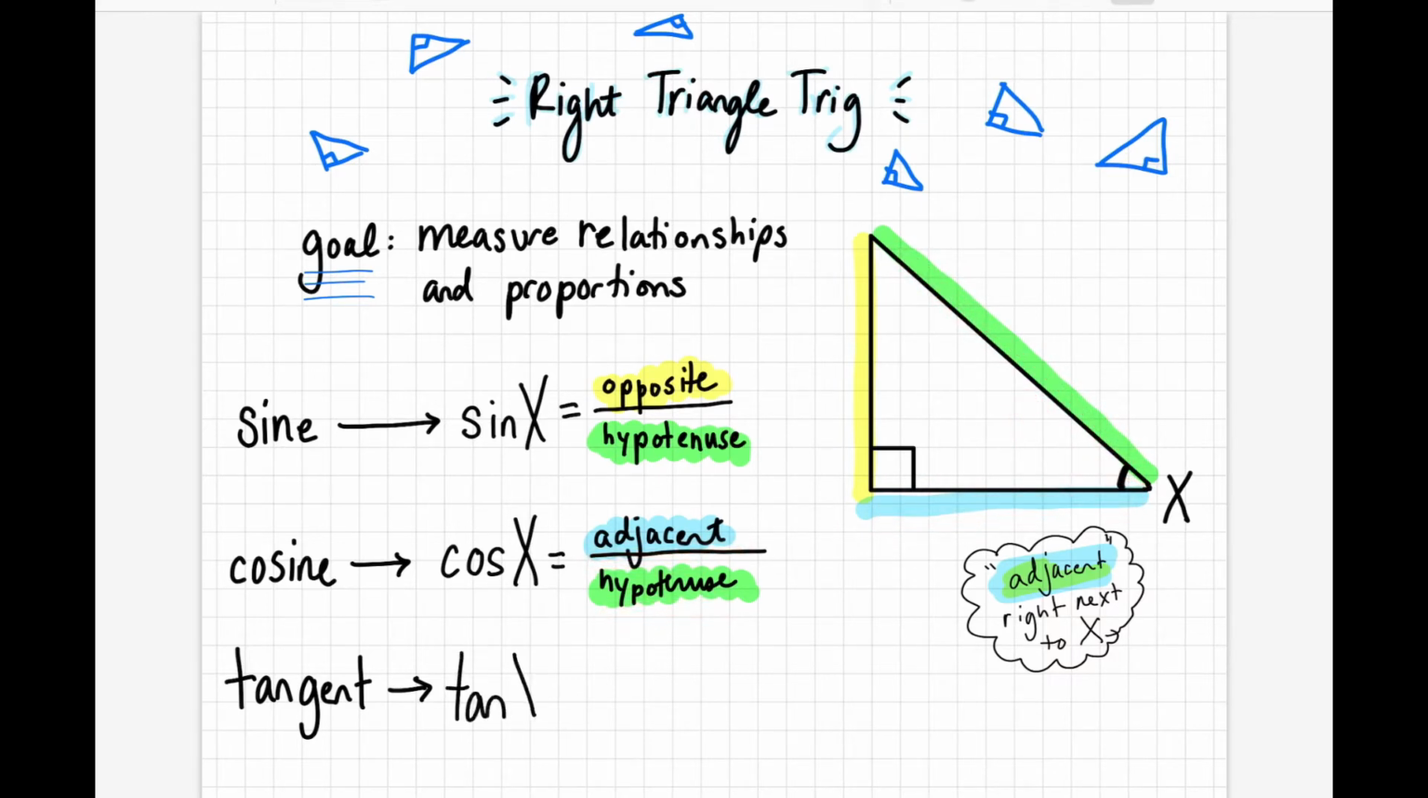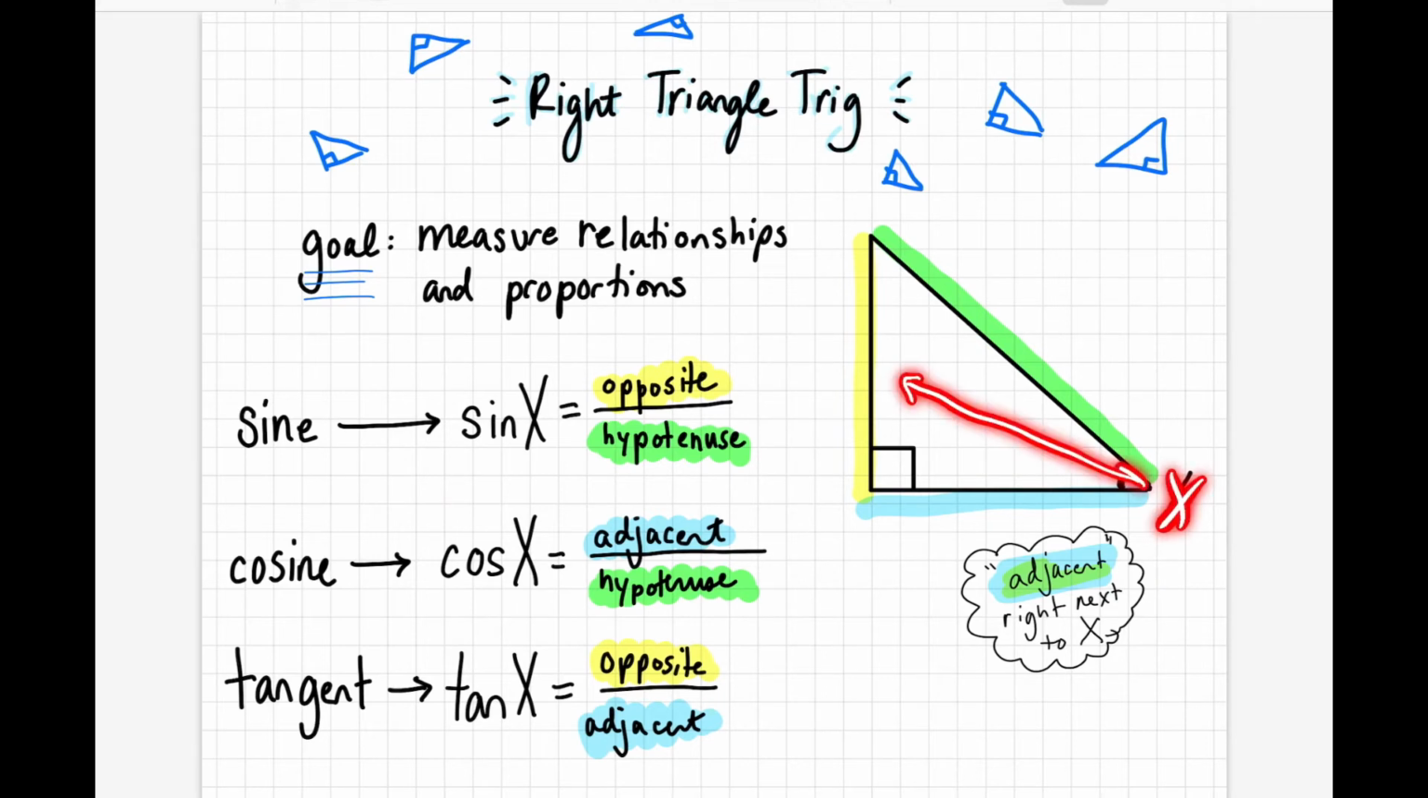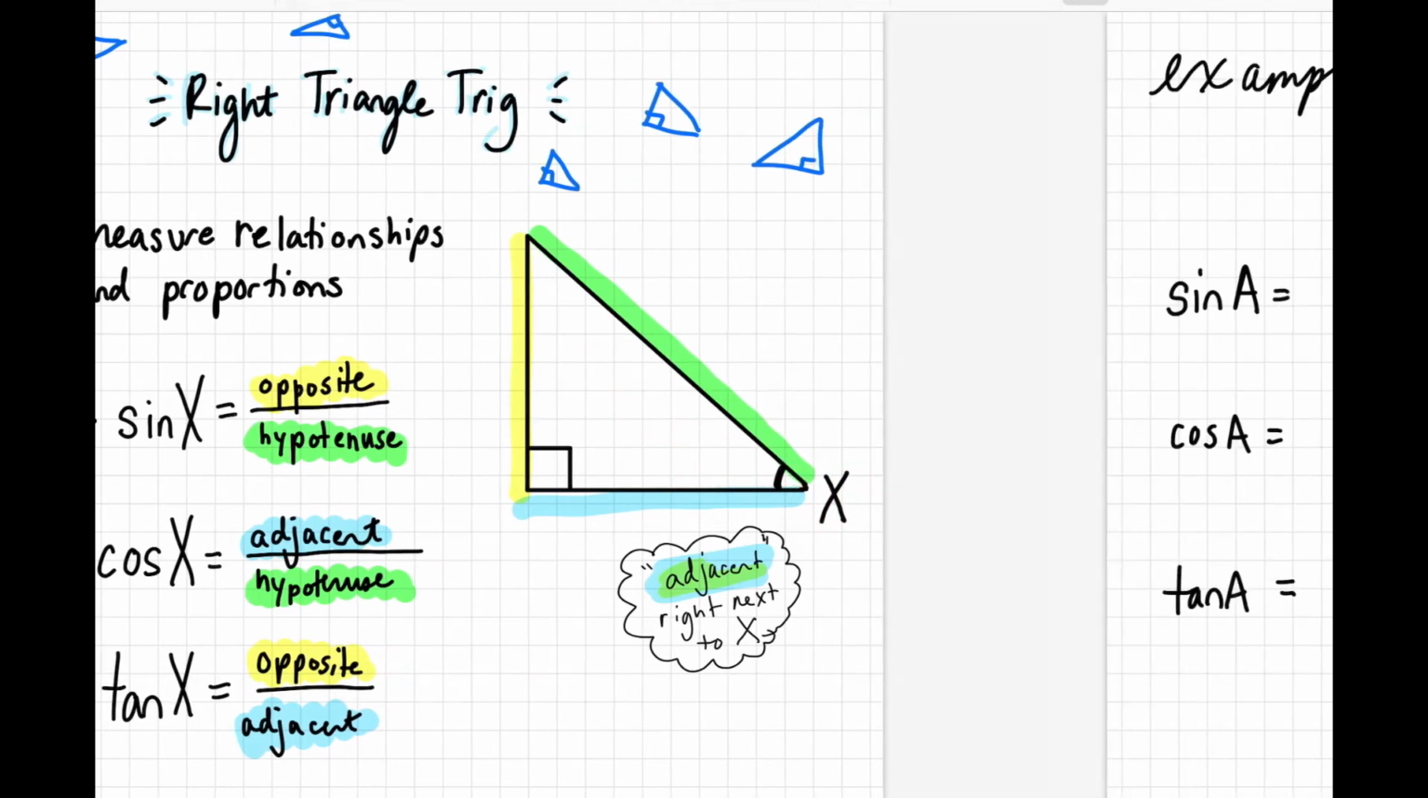Last new proportion that we're going to find is tangent. So we write it as tan x, and tangent is the opposite over the adjacent. So this is the new ratio we're comparing. The opposite, the yellow one, over the adjacent, the blue one. So here's x, there's the opposite, and there's the adjacent. And now you know how to find sine, cosine, and tangent.